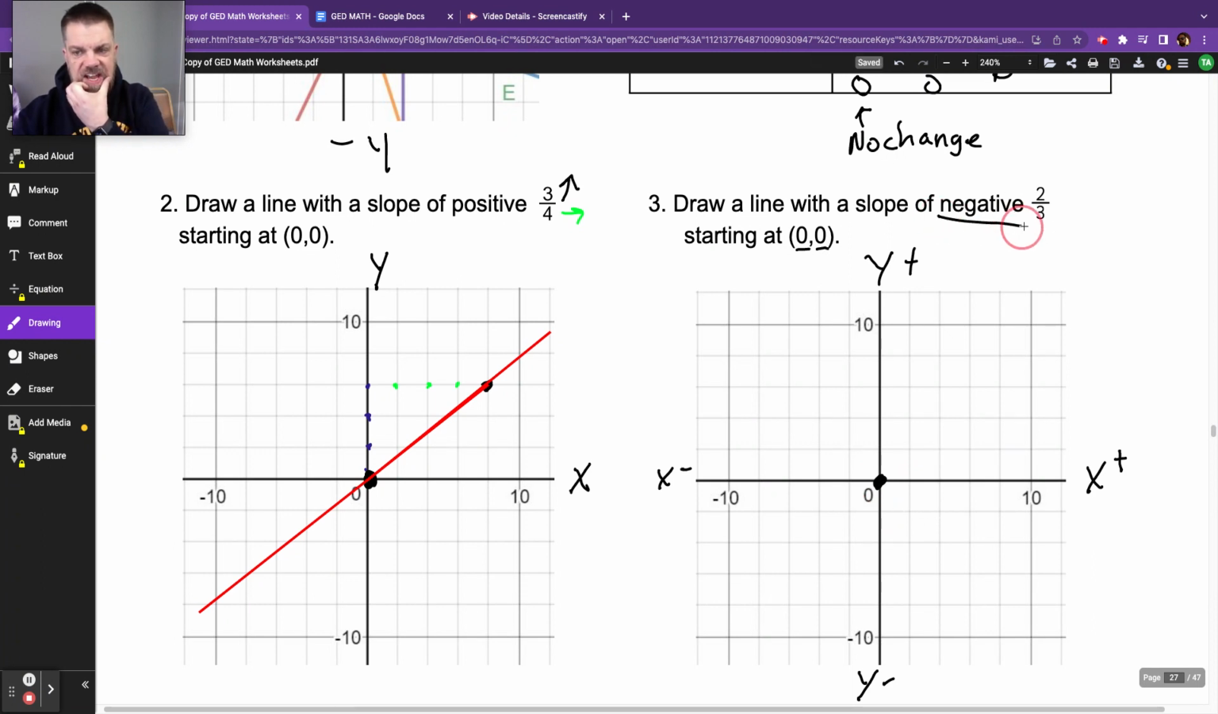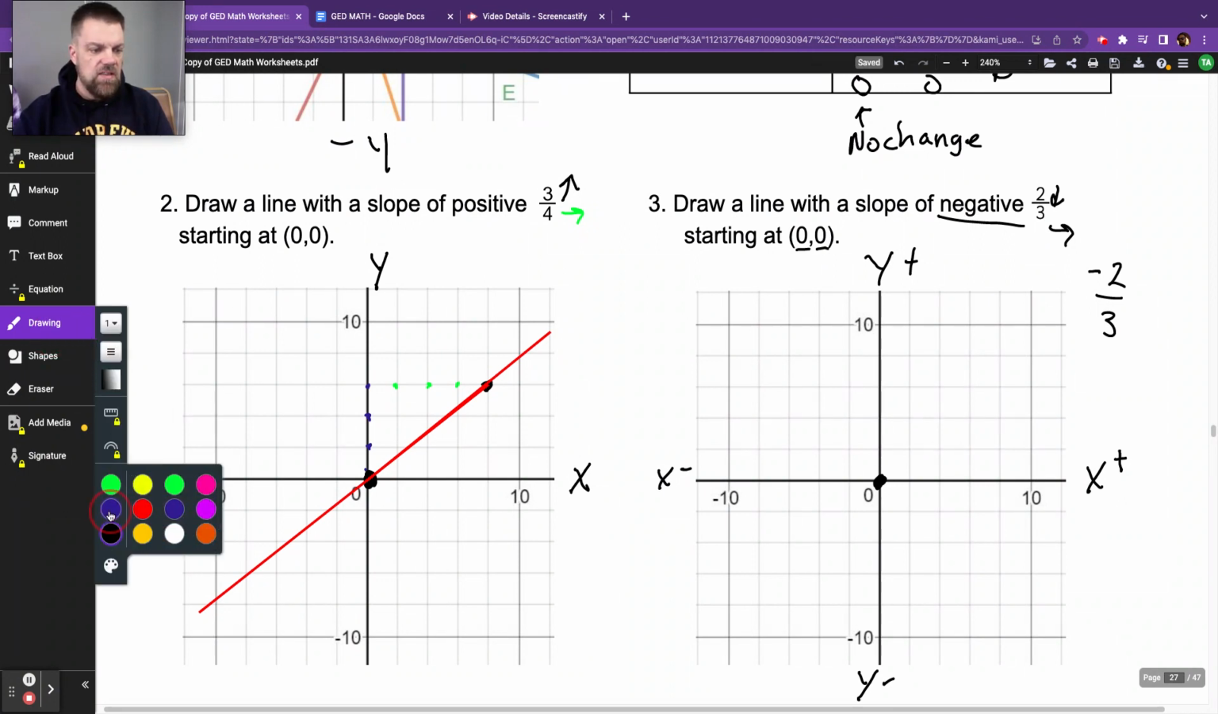Then we have a negative slope. That means it's going to go down. So that means I'm going to go down 2 and over 3. You could think of this as like negative 2 over 3. In other words, my rise is going to go down 2 units. 1, 2. And then what's my run going to go over? 3. So from here, I go over 1, 2, 3.